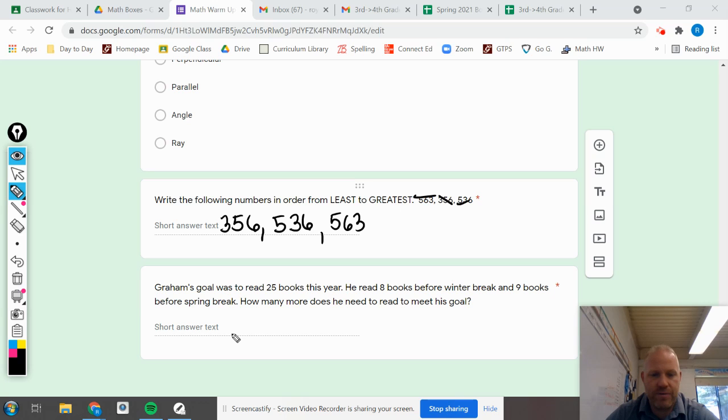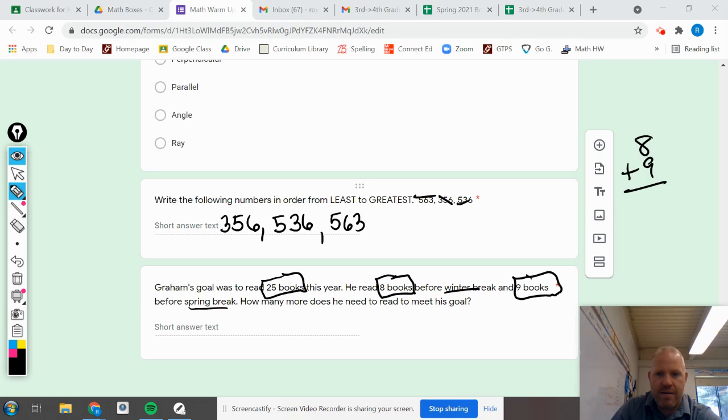Graham's goal was to read 25 books this year. Wow, that's a good goal. He read 8 books before winter break and 9 books before spring break. How many more does he need? So how many books did he read so far? Use your addition math skills. 8 plus 9. 8 plus 9 equals 17. So now you know that he read 17 books so far.